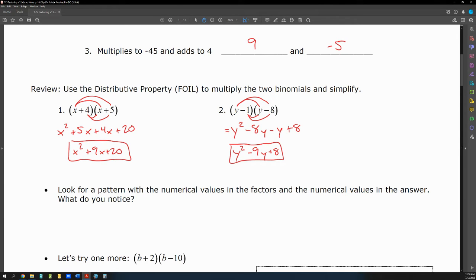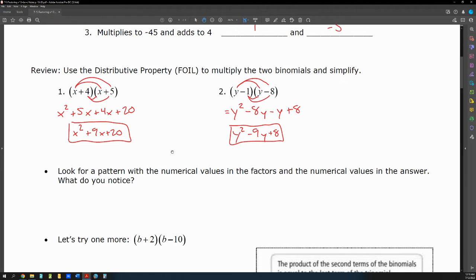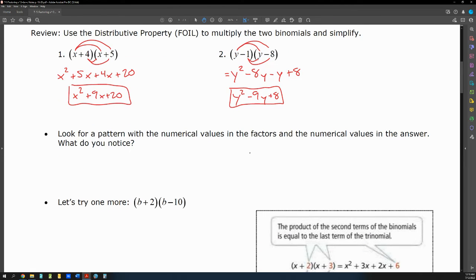Okay. So take a look at your answers. Do you notice anything about the numerical values in the factors and the numerical values in the answer? I'm looking at this constant term and this linear term. So what's the relationship between 4 and 5 and 20? Or 4 and 5 and 9? Likewise, what's the relationship between negative 1 and negative 8 and 8? And negative 1 and negative 8 and 9? So what do you notice? Go ahead and write your answer below.